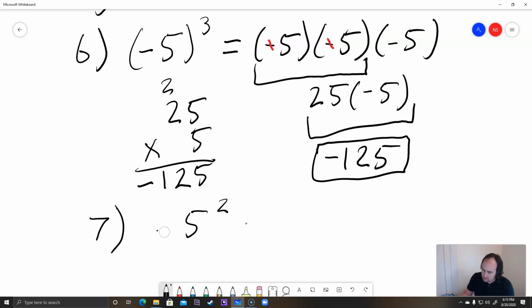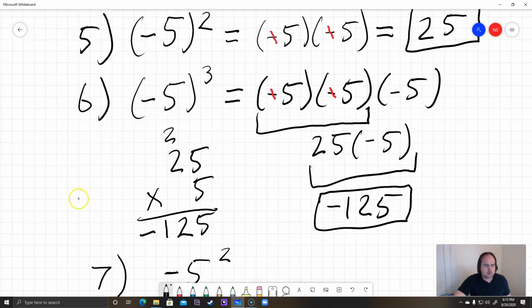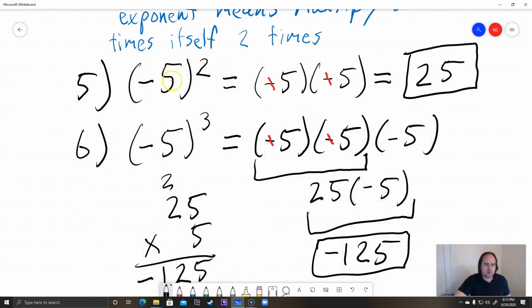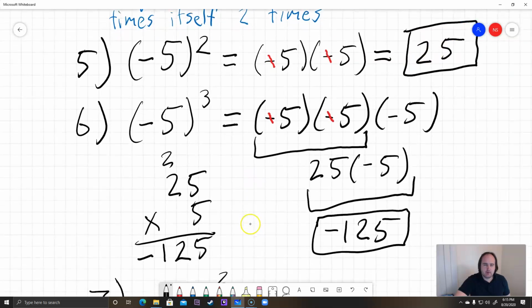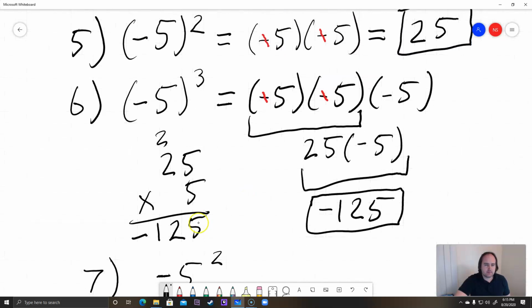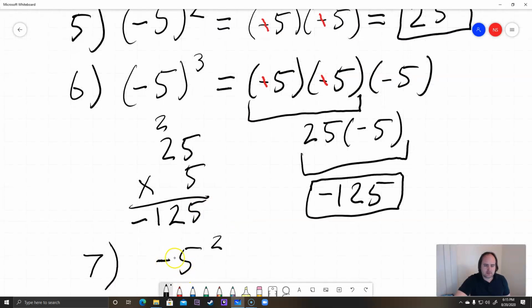Okay, so negative of 5 squared. Now this looks very similar to problem number 5. With problem number 5, we had parentheses negative 5 parentheses squared, and we got positive 25. Number 7 is almost the same thing. It's just negative 5 squared, but there's no parentheses around the negative 5. But this actually means something different, and we're going to get a different answer.